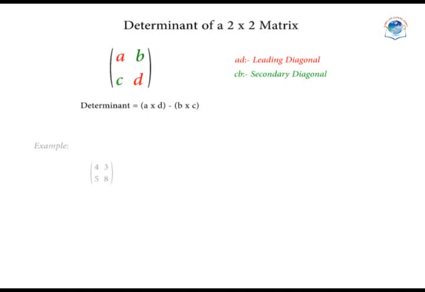For instance, the determinant of a matrix 4, 3, 5, 8 will be 4 times 8 minus 3 times 5, giving us 17.